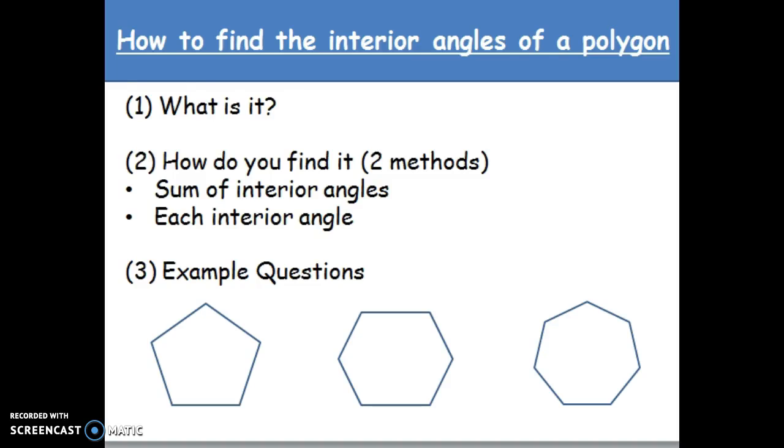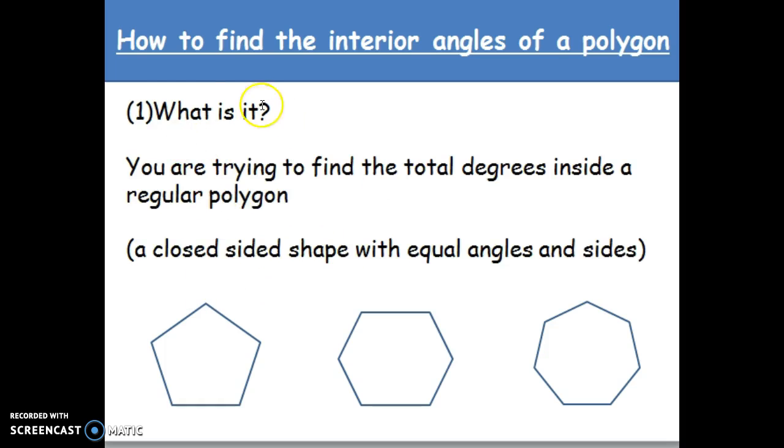This is a video on how to find the interior angles of a polygon. So 3 things. What is it? How do you find it? I'm going to teach you 2 methods and about 2 things: sum of interior angles and each interior angle. And finally some example questions.